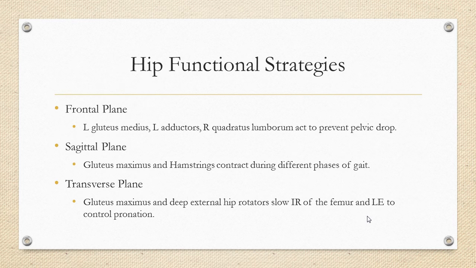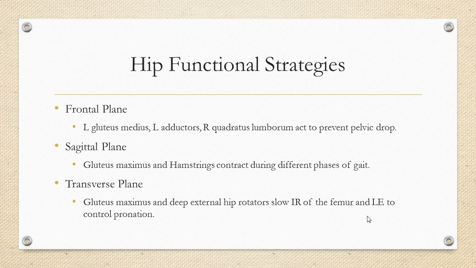Just a real quick review of hip functional strategies, which can certainly help in your treatment of the pelvic girdle and the hip joint. In the frontal plane, we have an example of how the left gluteus medius, the left adductors, and the right quadratus lumborum act together in synergy to prevent pelvic drop. So if we've moved our patient from supine to side-lying hip abduction exercises, we've improved their strength, we've improved the length-tension relationship of the muscles and making sure that there are no joint dysfunctions preventing or inhibiting muscle contraction.